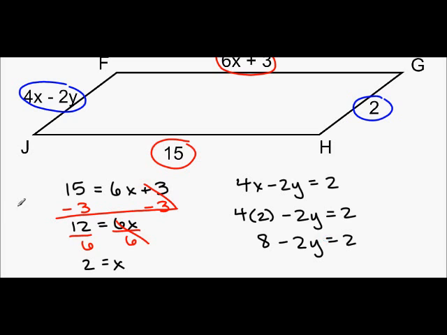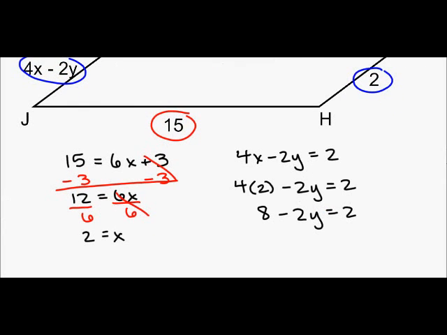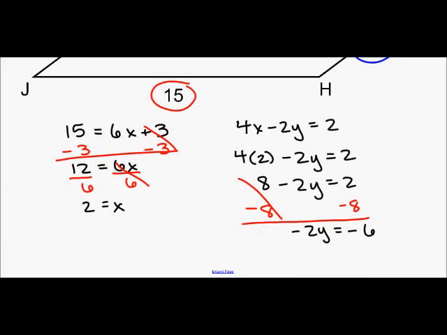minus 2y equals 2. Okay, now I'm going to subtract 8 from both sides. And negative 2y equals negative 6. But y still isn't by itself, so we need to divide by negative 2. Okay, so y equals negative 6 divided by negative 2, which is 3.